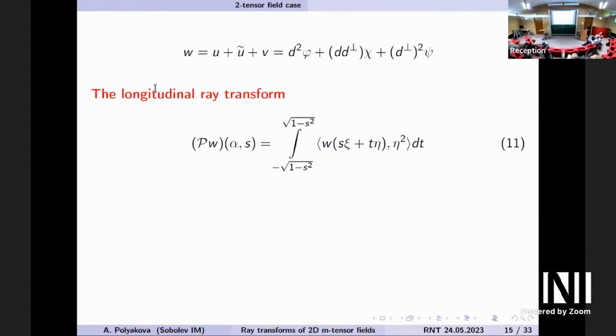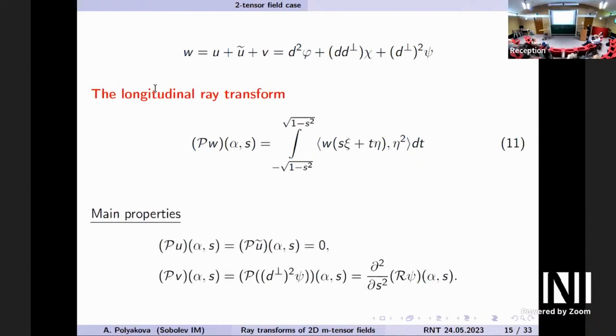It is well known longitudinal ray transform. Here we have inner product of the tensor field and direction vector. Main properties: field of type U, this one, and U with style, this one, belong to the kernel of this transform. In other words, only this part of the tensor field can be reconstructed from this ray transform.